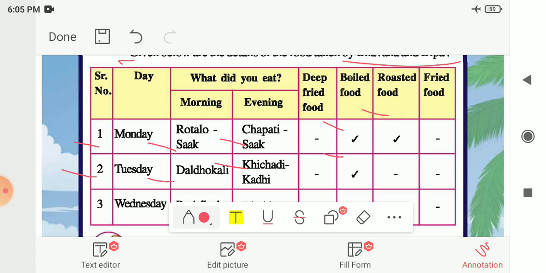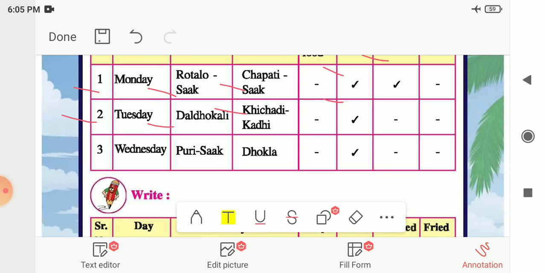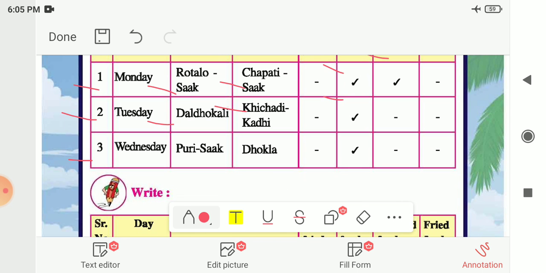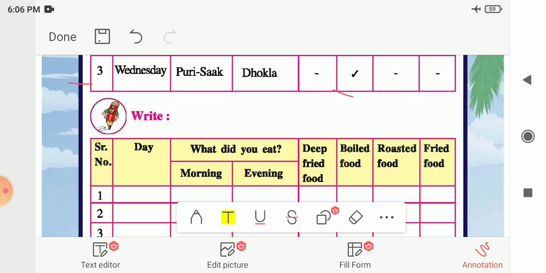So they eat boiled food. On Wednesday they eat puri shak and dhokla. And the method by which these items are prepared is also boiling. So on Wednesday they eat boiled food. So this is the table about Deepa and Bhavna. Now the next table is given to you.